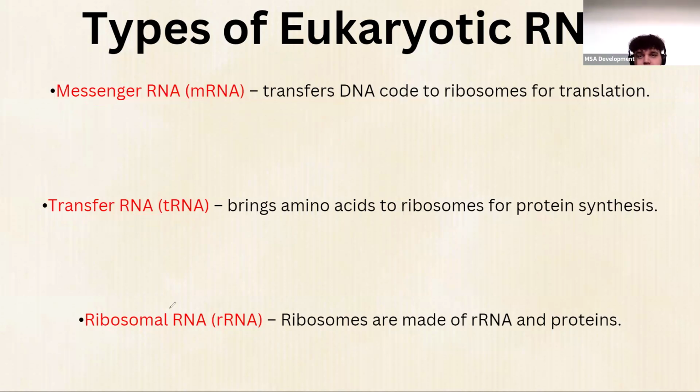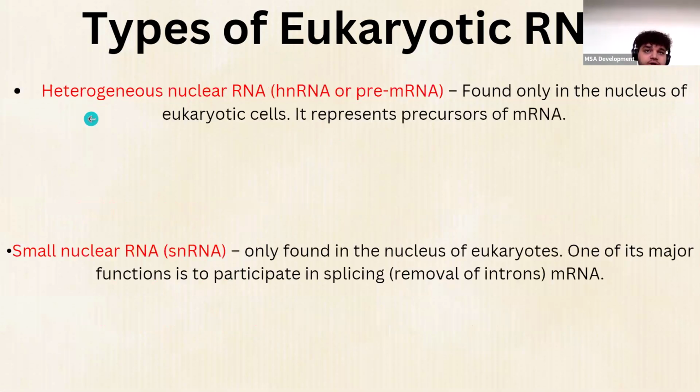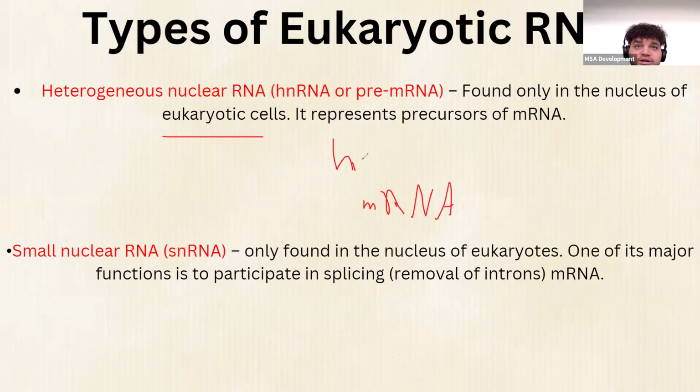Ribosomal RNA, they are ribosomes made of rRNA and proteins. Basically, they are RNA found inside of the ribosome. Heterogeneous nuclear RNA, or hnRNA, they are found only in the nucleus of eukaryotic cells. Remember, prokaryotes, they don't have a nucleus, okay? From the beginning, they don't have a nucleus. So heterogeneous nuclear RNA is only found in eukaryotes, and it represents precursors of mRNA. So before I get an mRNA, I have hnRNA. We'll be focusing more on it later as well, okay? Just get the concept for now.